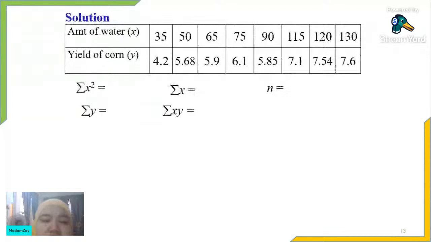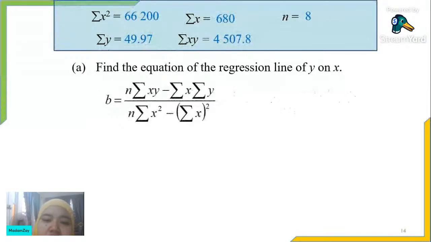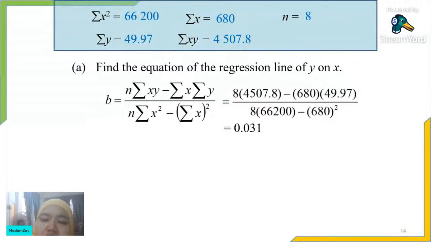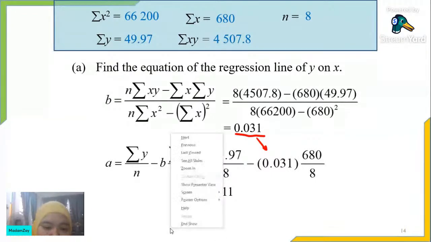To find the equation, we need to use the summations to find B and A. So we get these values for the summation of x squared, summation of x, summation of y, and summation of xy. Then put everything in the formula for B, and we get the answer 0.031. For A, we get 3.611. For A, we need to use the answer we have for B, after you round it off. Let's check, is it correct?